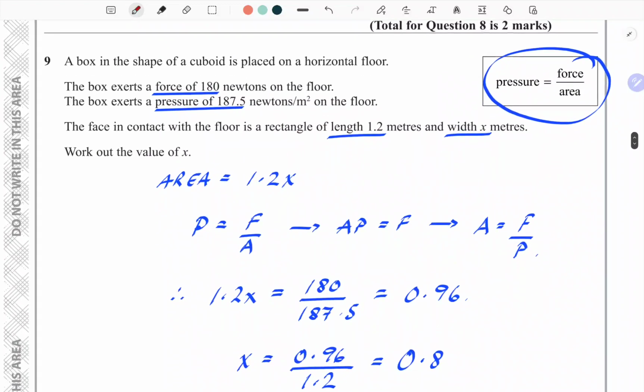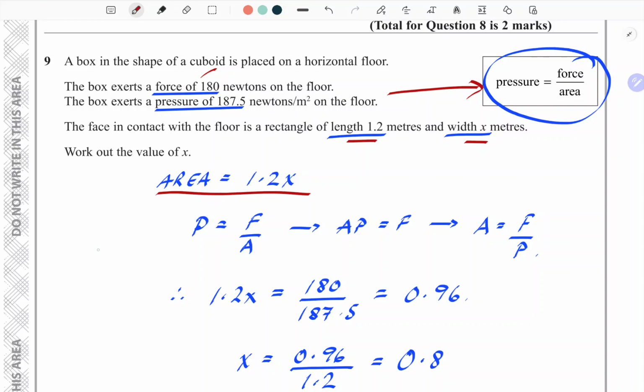Number 9. A box in the shape of a cuboid placed on a horizontal floor exerts a force, as we can see, of 180 newtons on the floor and exerts a pressure of 187.5 newtons per square meter on the floor. And they're expecting us to use that formula there. So what do they tell us after that? The amount of area actually covered by the box on the floor is 1.2 times x. So that's area equals 1.2x.